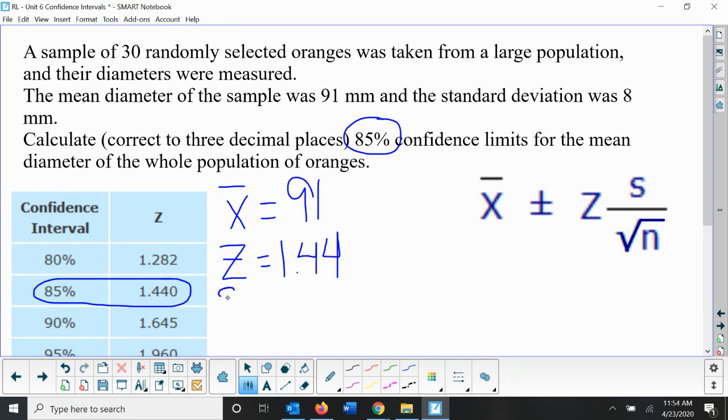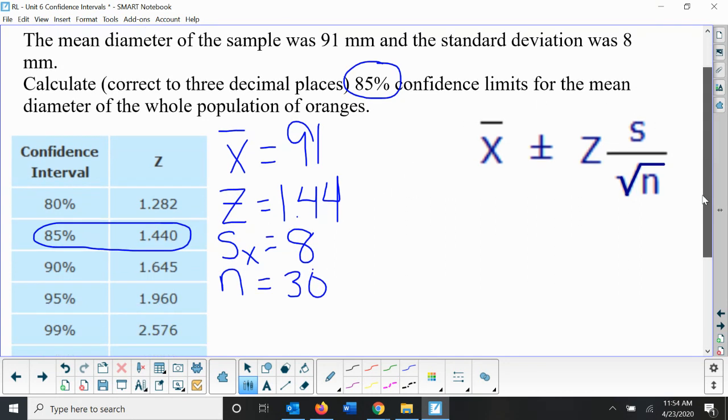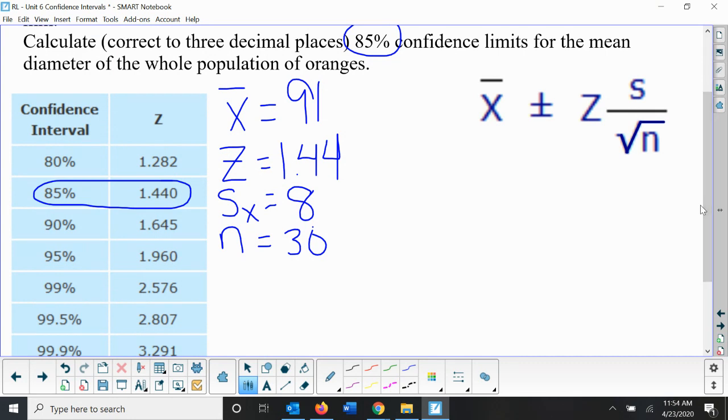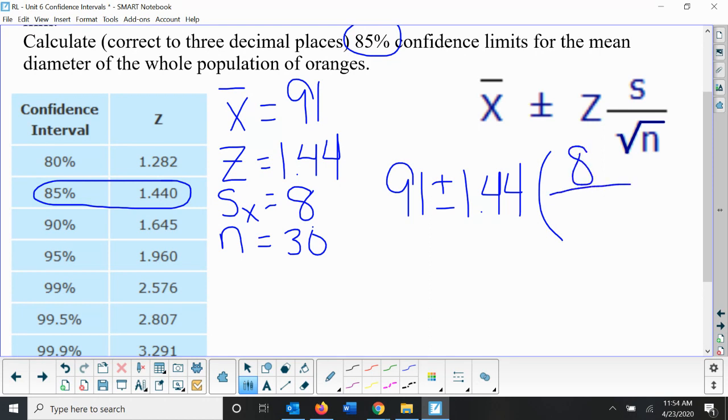I have my standard deviation that we got from our sample, and that is 8. And then n is my sample size, and it is a sample of 30 oranges. So n is 30. Now I can set this up: 91 plus or minus 1.44, multiplied, and you can put this in parentheses just to help organize it a little better, by the standard deviation 8 divided by the square root of 30, my sample size.